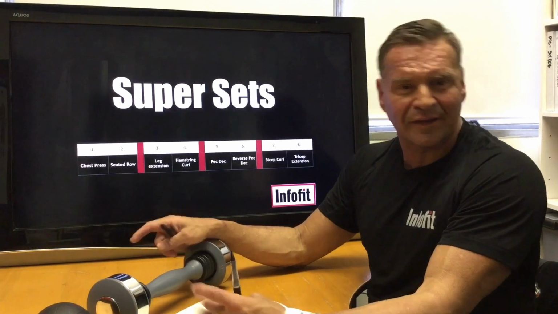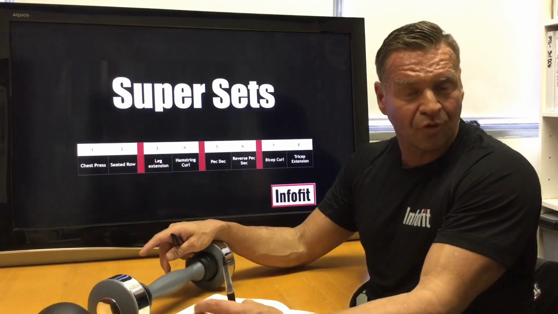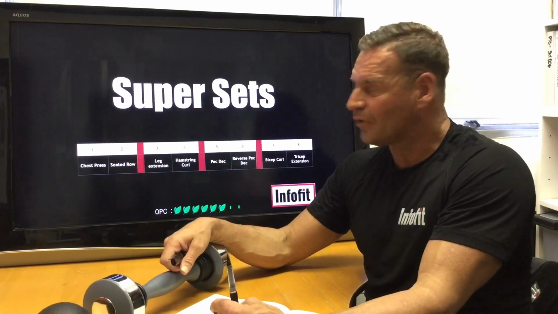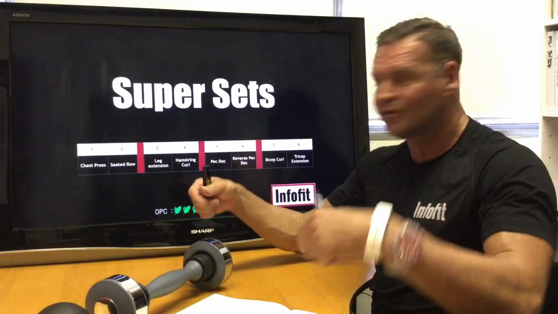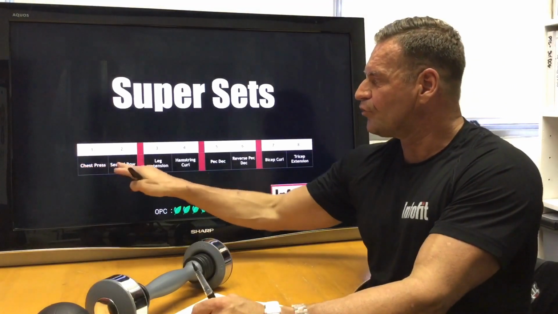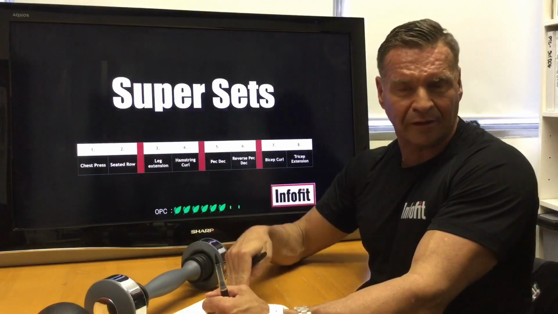It could be agonist, antagonist. It could be the same muscle group with a different exercise. Chest press, seated row is the example here. So do a chest press right away into the seated row, and then you can take a rest, right? It is 1, 2, pause, 1, 2, break.